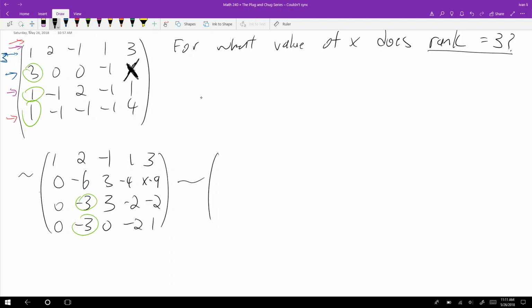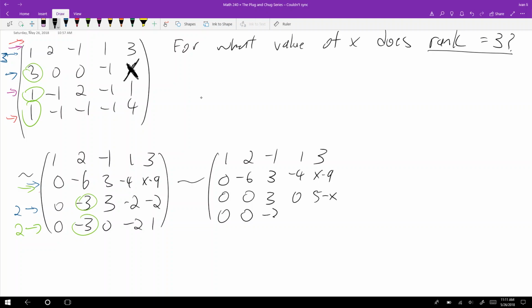So 1, 2, negative 1, 1, 3, 0, negative 6, 3, negative 4, x minus 9. So how am I going to zero out these guys? Well, I'll take this row times 2, and I'll subtract out row 2. And then I'll take the last row, row 4, multiply by 2, and subtract out row 2 to get zeros. And so here you get 0, 0, 3 times 2 minus 3 is 3, and then you get 0, and here you get negative 4 minus x minus 9, but that becomes a positive 5, so this is 5 minus x. And then you get 0, 0, negative 3, you get a 0 here, and you get 11 minus x.